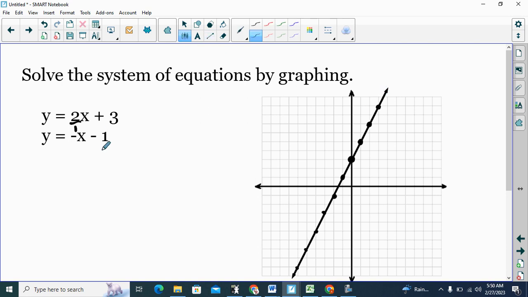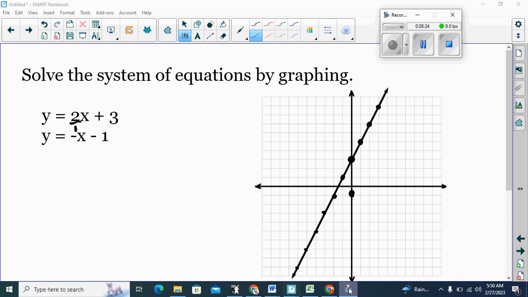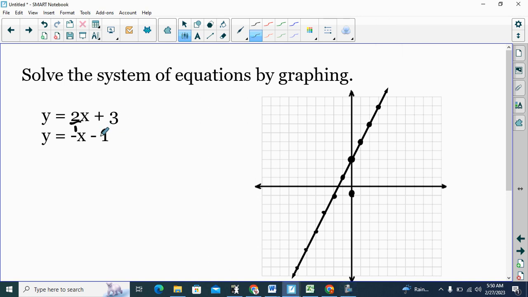The other line has a y-intercept of -1. Quick fix. There's an issue with the problem. Change that -1 to a -3. Sorry about that. So it has a y-intercept not of -1, but of -3.